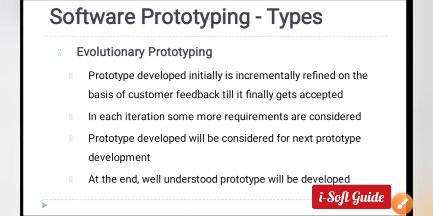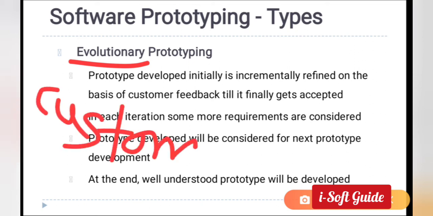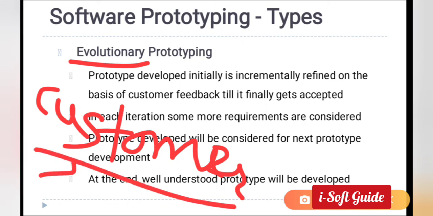The next prototyping type is evolutionary prototyping. As the name indicates, evolutionary means we will evaluate the prototypes that we are developing, and we will modify the prototype in each step. So the prototype developed initially is incrementally refined on the basis of customer feedback until it finally gets accepted. It means first we will study the requirements, then we will develop the prototype, then that prototype will be delivered to the customer, then the customer tests it, and we will get the customer feedback.